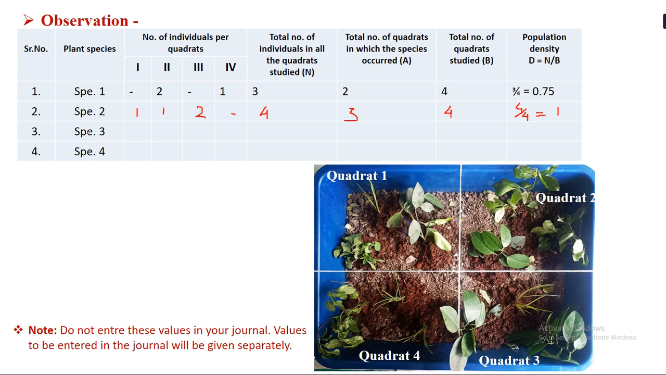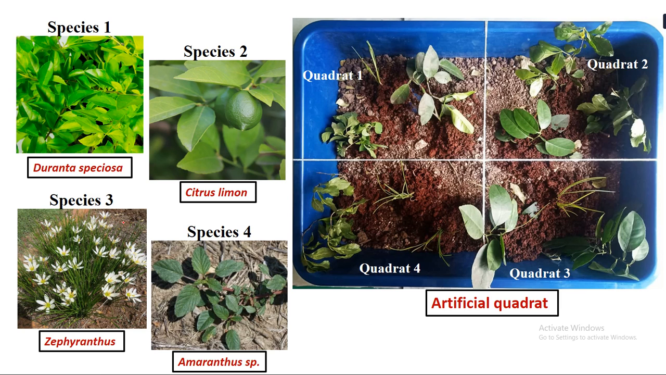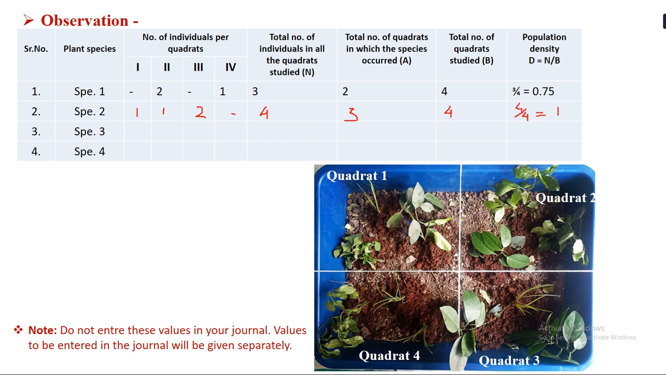Similarly, we have to find it for species number 3. So let us now do for species number 3. Species number 3 is Zapyranthus. Okay. So Zapyranthus is this that is growing. Okay. It is a type of a lily. So in the first quadrant, that is this, there is one Zapyranthus growing.